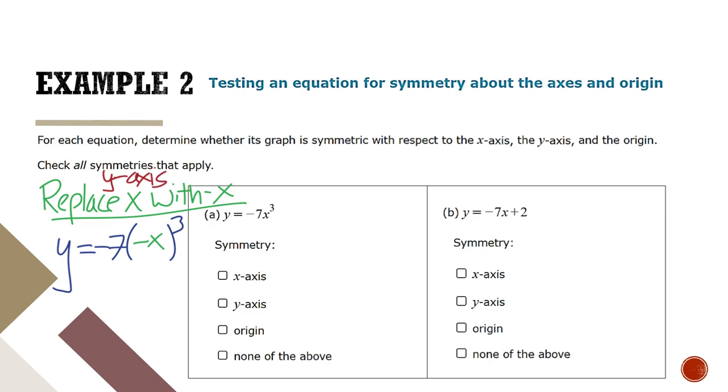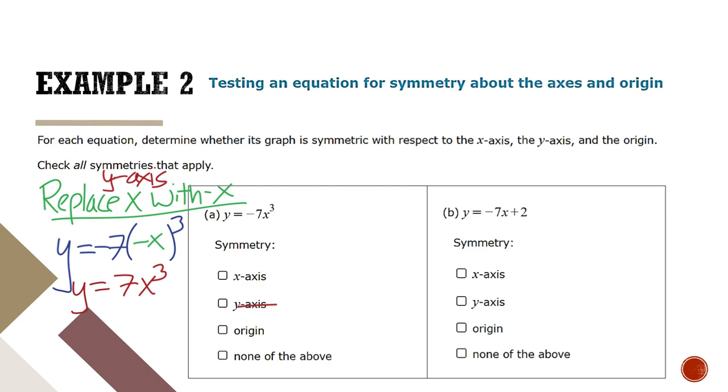Well, if you simplify this, we get y is equal to, well, if I have 3 negatives here and a fourth, this turns to be positive. So it's positive 7x to the third, and positive 7x to the third and negative 7x to the third are not the same. So it does not, in fact, have y-axis symmetry. So we can't do that. I'm just going to cross that one out. It's not that one, so I'm not checking the box.